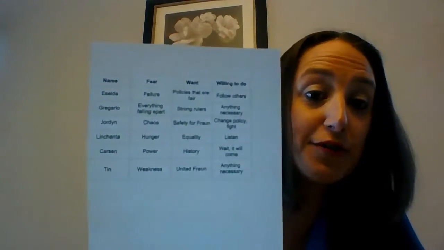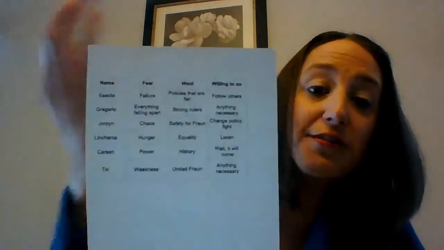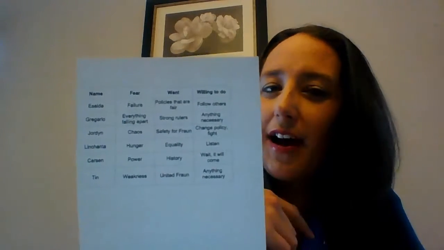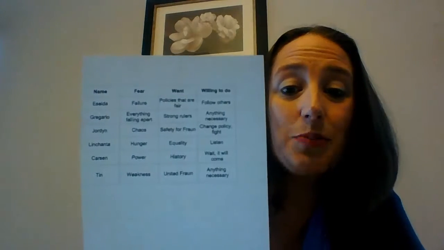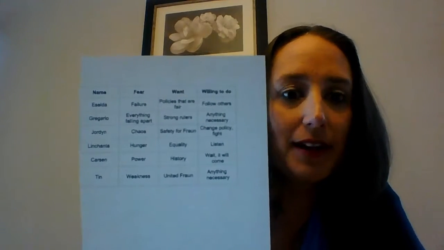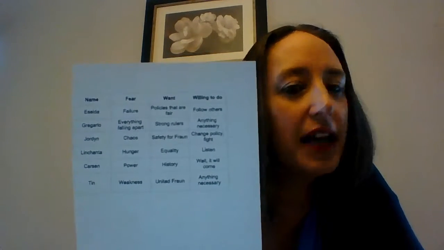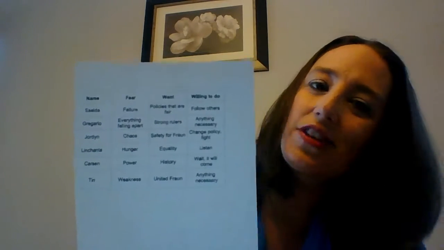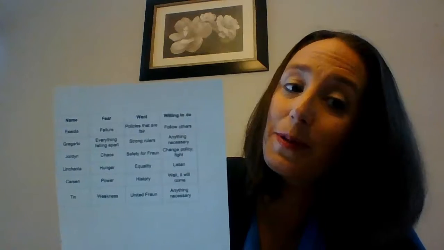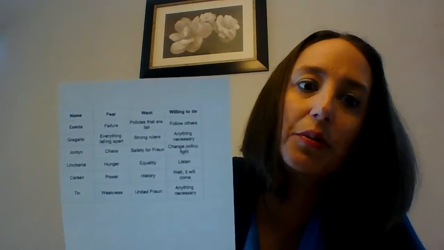Iselda is my main character for book 1, so we'll start with her. She's afraid of failure, to the point where she'd rather not try than try and fail. What does she want? Well, she wants policies that are fair for everyone in the whole kingdom. So what's she willing to do to get those fair policies? She's only willing to follow others. Iselda doesn't have a lot of great ideas on her own, but if you come up with a great idea, she will follow you all the way through with it.